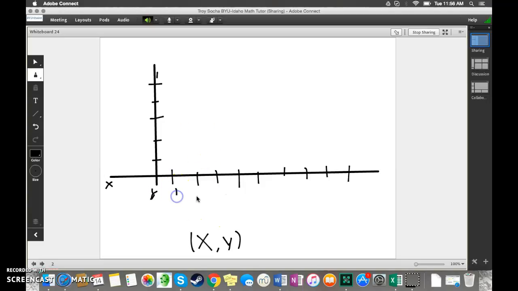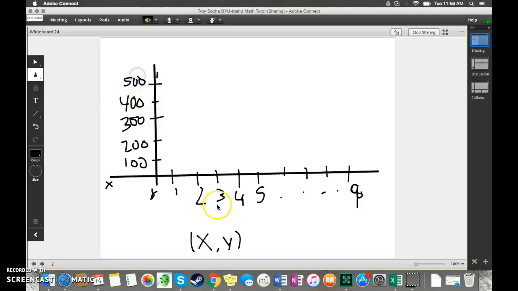Let's name this 1, 2, 3, 4, 5, and so on, to 8, or 9. Yeah, 9. And then this one we're going to name 100, 200, 300, 400, and 500.